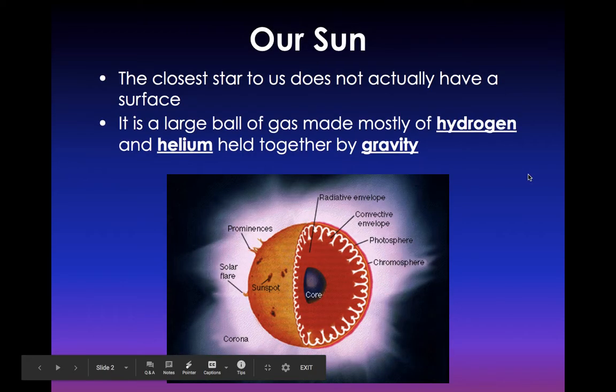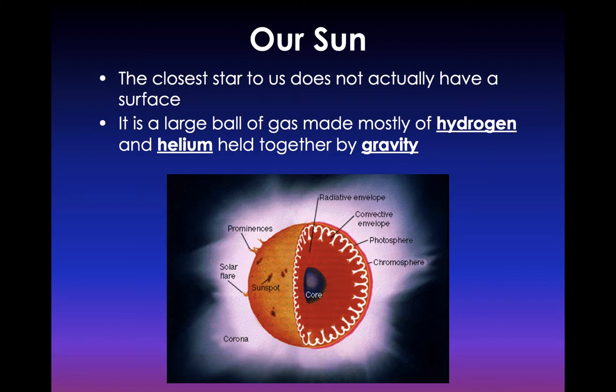All right, first we're going to talk about the sun, which is not a planet. It is a star, and it is the closest star to us. It does not actually have a surface. It is a large ball of gas made mostly of hydrogen and helium held together by gravity.